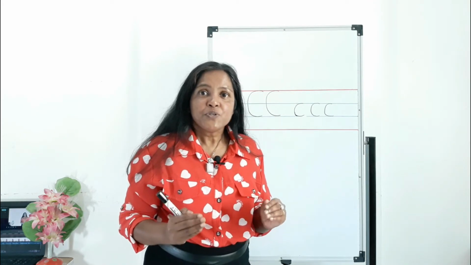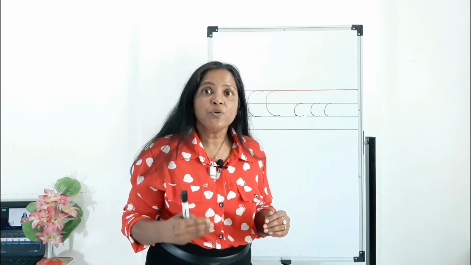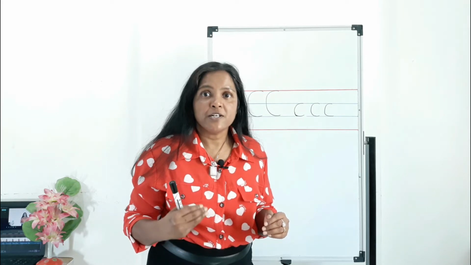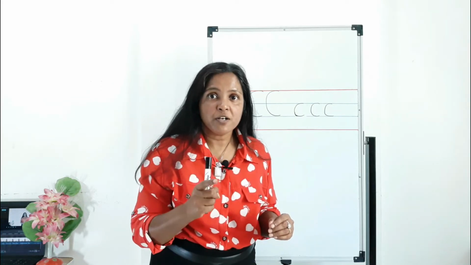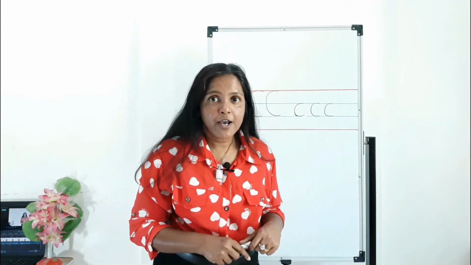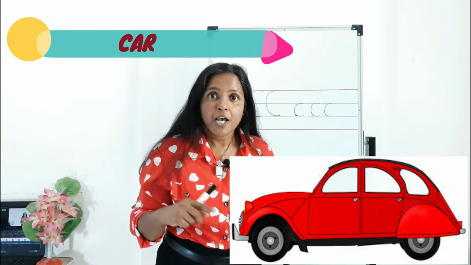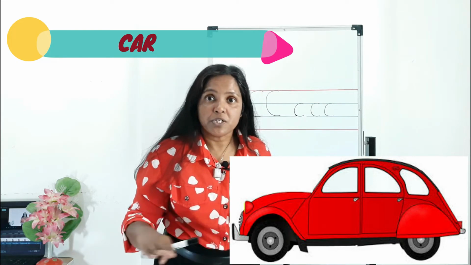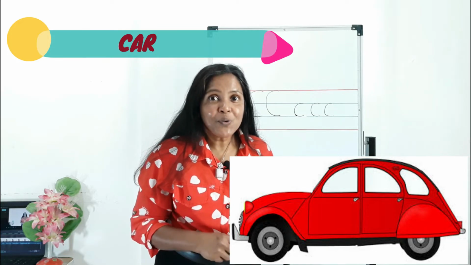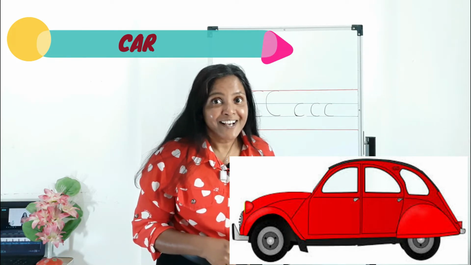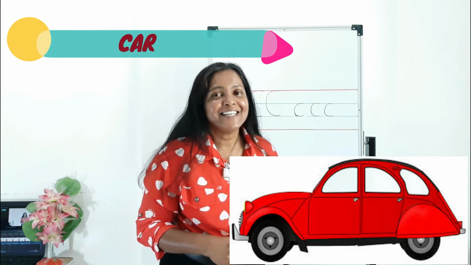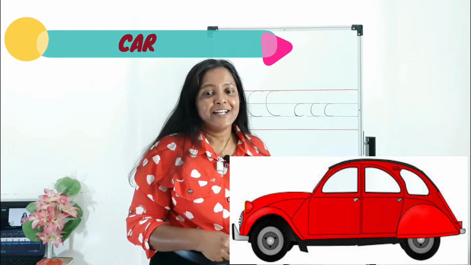Next we'll see the words that start with letter C. Number 1, car. It's a vehicle. It's a small vehicle. It has 4 wheels. It travels on the road. Your papa used to go to office by car, isn't it? Yes.